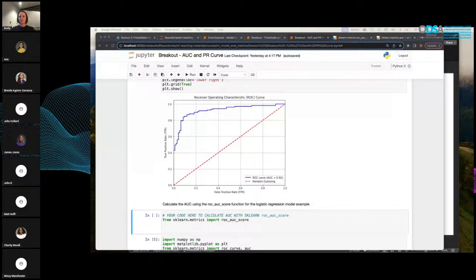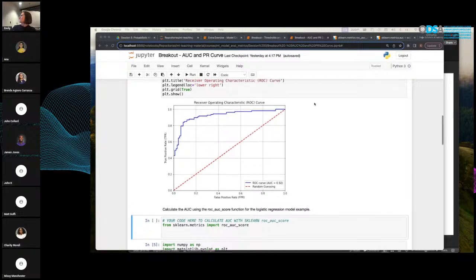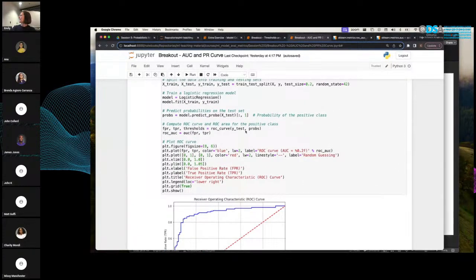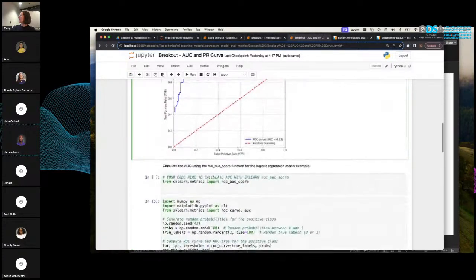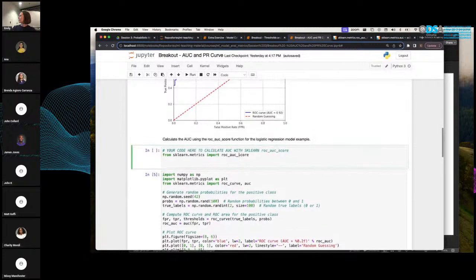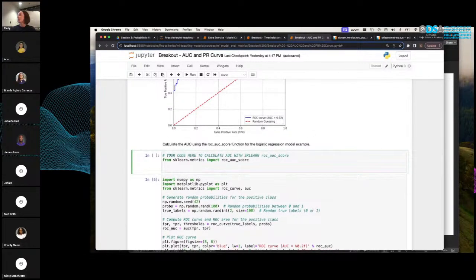I literally just stole yours already there. So perfect, let's do that. So I actually think I have this one. Okay, grab that.